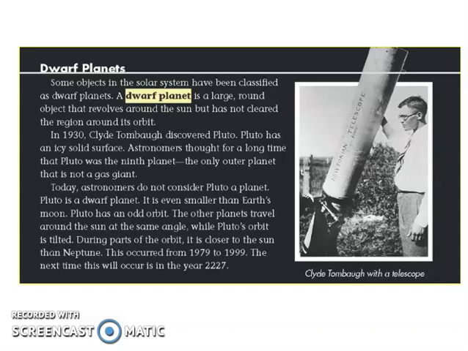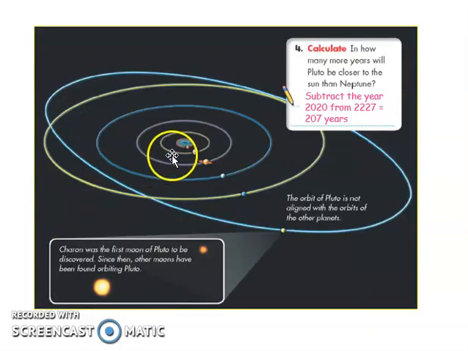Some objects in the solar system have been classified as dwarf planets. A dwarf planet is a large round object that revolves around the sun but has not cleared the region around its orbit. What does it mean? Inner and outer planets, they have the same pattern of orbiting. But for a dwarf planet, the region of orbit is different from inner and outer planets.